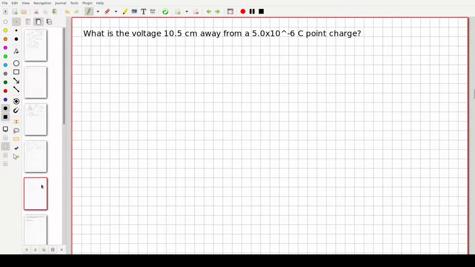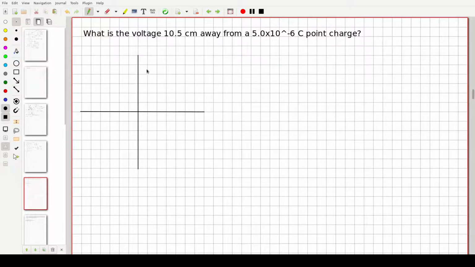Now, as an example, what is the voltage 10.5 centimeters away from a 5.0 times 10 to the minus 6 Coulomb point charge? So let's draw us a picture. It's a point charge. And since it's a point charge, we already know what the equation for the voltage looks like. So here's my point charge right here. I'm going to call it Q. Somewhere over here, we are 10.5 centimeters away. This I'm going to call R. That's because it's a radial distance away, like that.